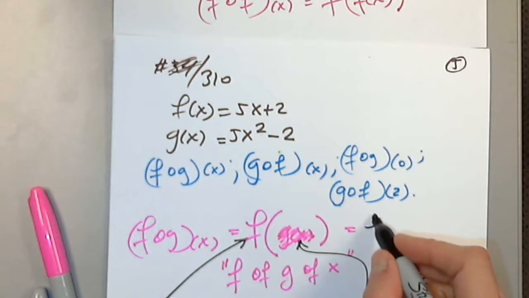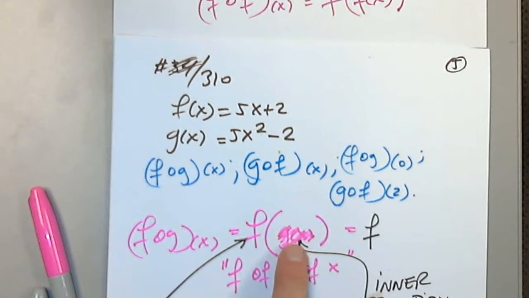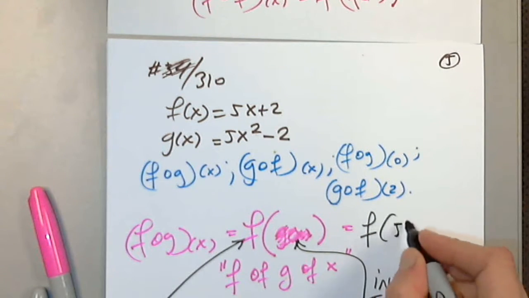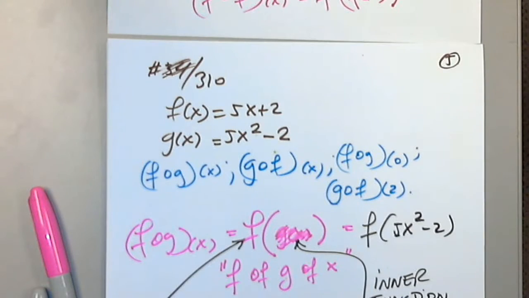Good. So I copy f, and what do I do here? What do I have to write instead of g of x? I crossed it out. It was g of x. What do I have to write instead of g of x? Which is? That's it. g of x is 5x squared minus 2.